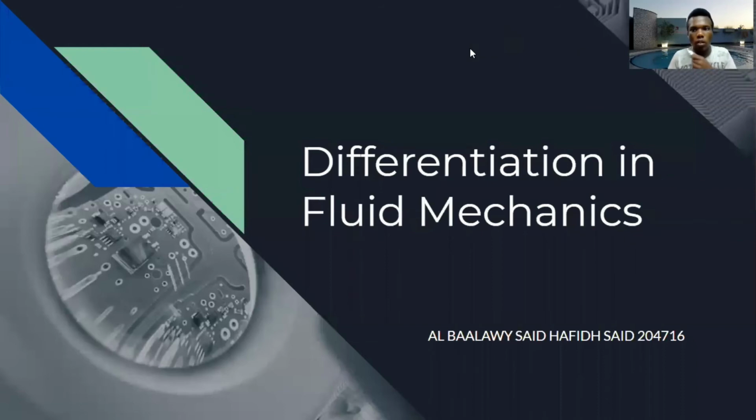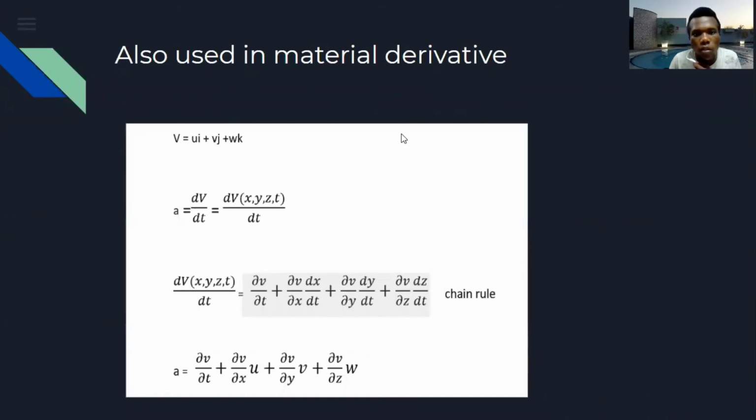Assalamu alaikum warahmatullahi wabarakatuh. My name is Said Hafidh, matric number 204716, and I'm going to talk about differentiation in fluid mechanics. To start with, differentiation is used in the material derivative. When we need to find acceleration in the material derivative, we have to use differentiation. As we know, the velocity is ui plus vj plus wk. i, j and k signify the components of the velocity in the x, y, and z directions. Acceleration is the rate of change in velocity, and velocity considers the x, y, z components, and the time in which the fluid flows.